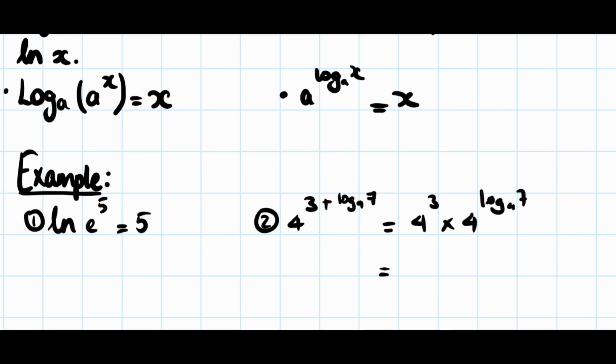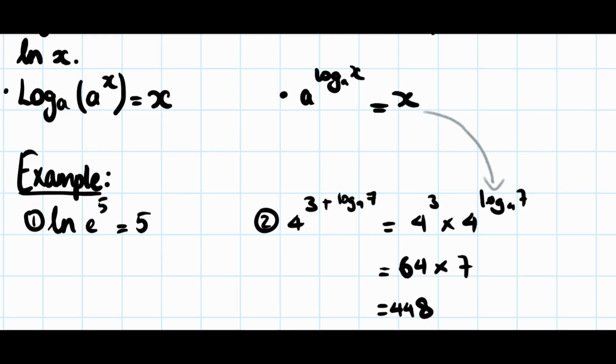And now here, 4 cubed will be equal to 64, but we're going to times this by something, and the way to find out what the answer would be, this looks very similar to the rule that we have written above, where we've said that a to the power of log base a of x would be equal to x. So in this case, our x would be 7. So if we do 64 times 7, we'll get 448.